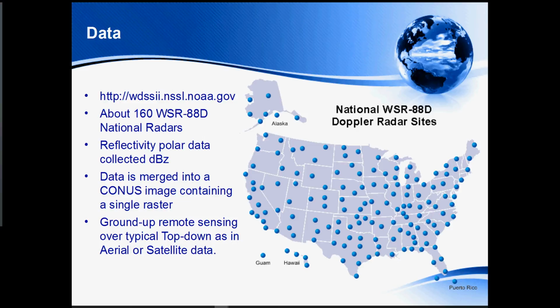One of these bands is reflectivity data, and this polar data is collected in dBz values, which stands for decibel relative to Z. Basically, it is a value telling us how much the atmosphere is reflecting the radar, so a severe storm with lots of rain or hail would typically have a higher dBz value.